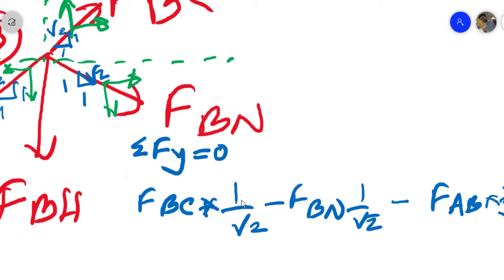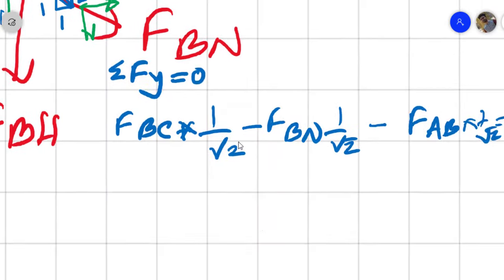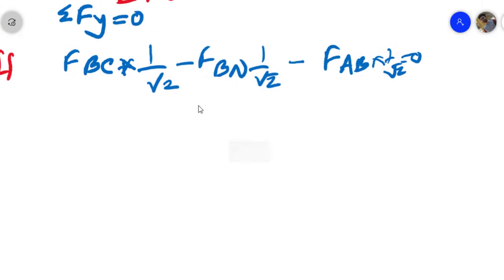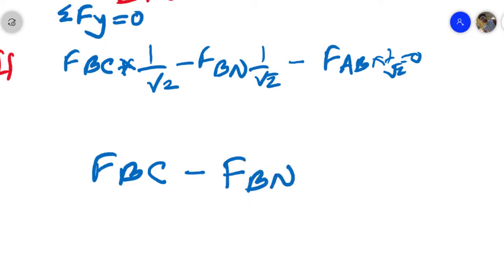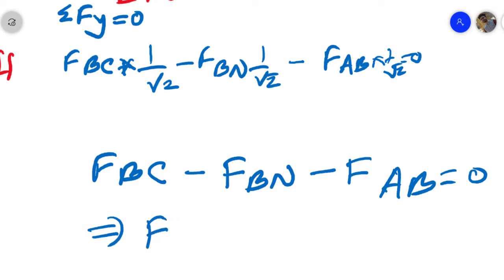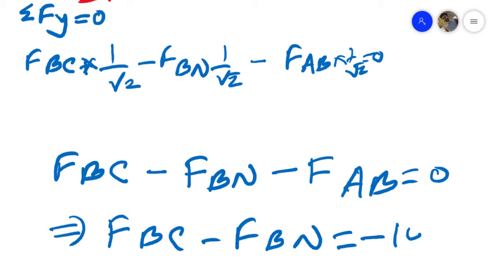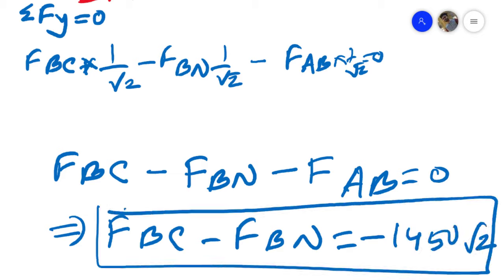Now we can eliminate 1 by root 2 from both sides. So then we will get FBC minus FBN minus FAB is equal to 0. Please consider my bad handwriting. And now FBC minus FBN is equal to FAB, and we know the magnitude of FAB. Now what is that? Minus 1450 root 2. Okay, this is one equation.